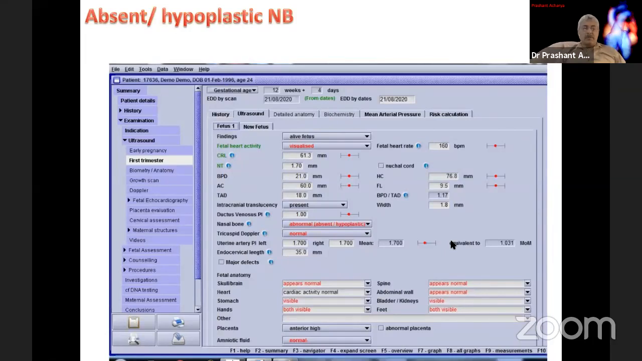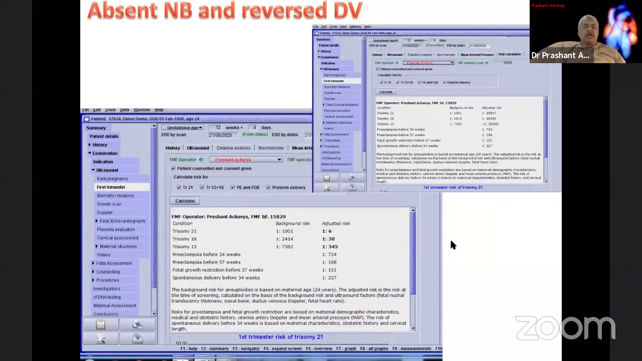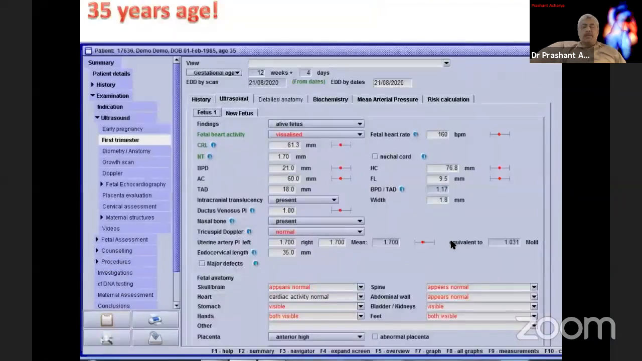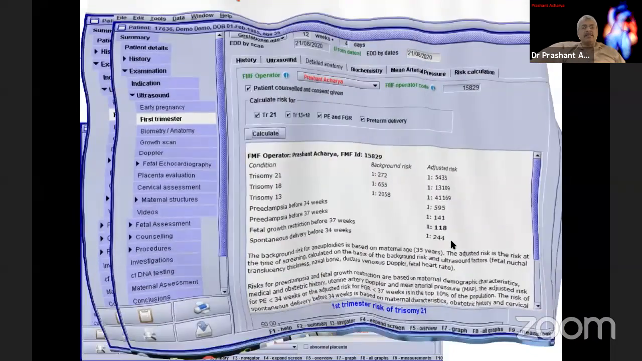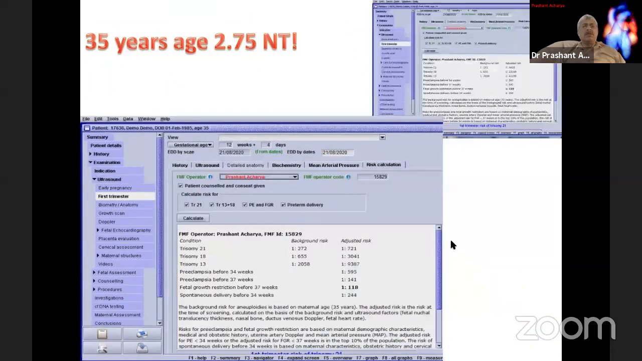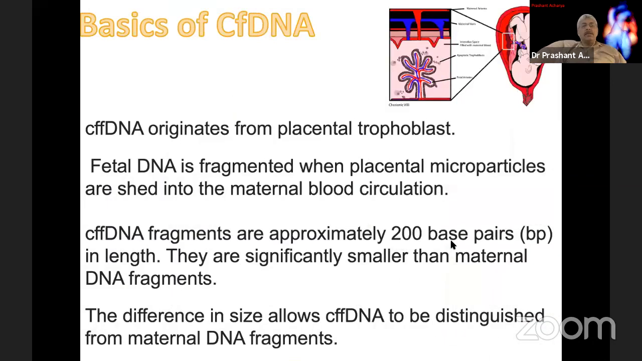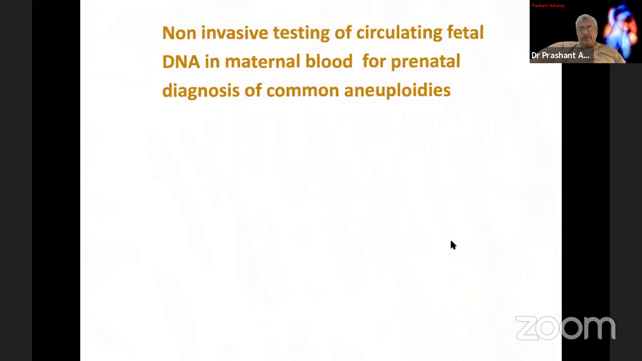I'm skipping some of the slides here because they will tell you about some of the biochemical markers, and not biochemical markers but only ultrasound markers. Advanced age is something which is going to be different. There even a minor change in nuchal is also going to tell you about some of the differences.